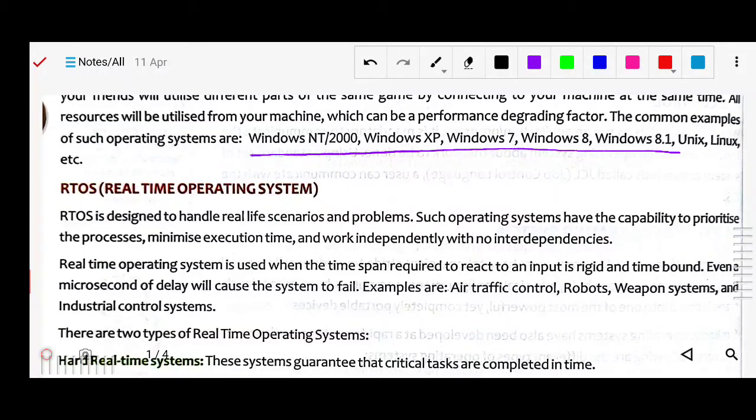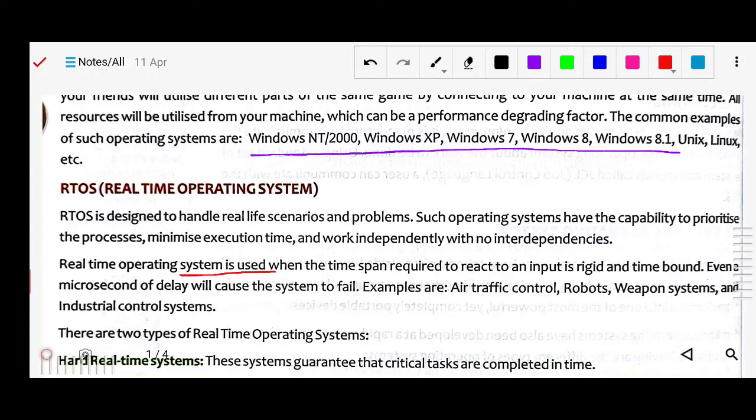It provides priority to the process which is most essential, which is required to be done first. So priority wise, the process minimizes execution time and works independently with no interdependencies, meaning it will not depend on any others. It will work independently.